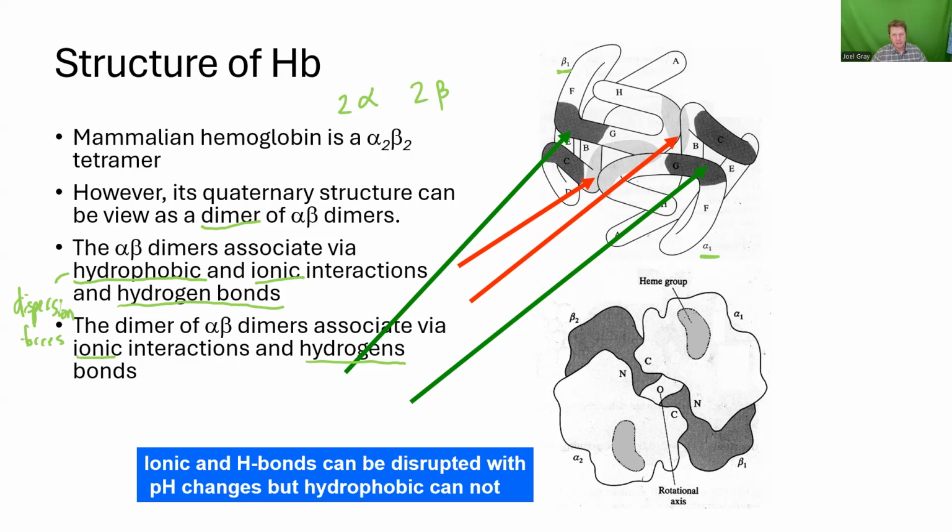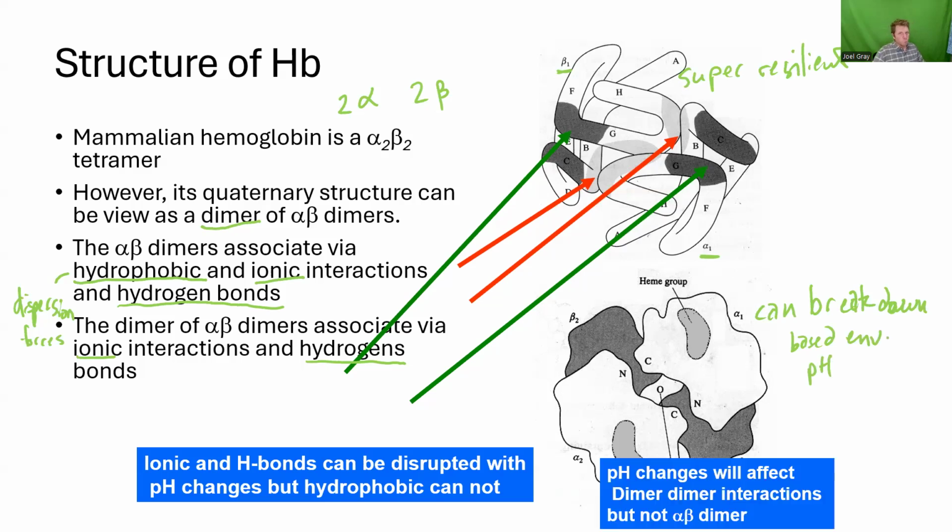Now, what that means is that this alpha beta dimer, I'm going to label this as super strong, or super resilient. But then your dimer of dimers can break down based on the environmental pH. pH changes will affect dimer-dimer interactions, but not the individual dimers.